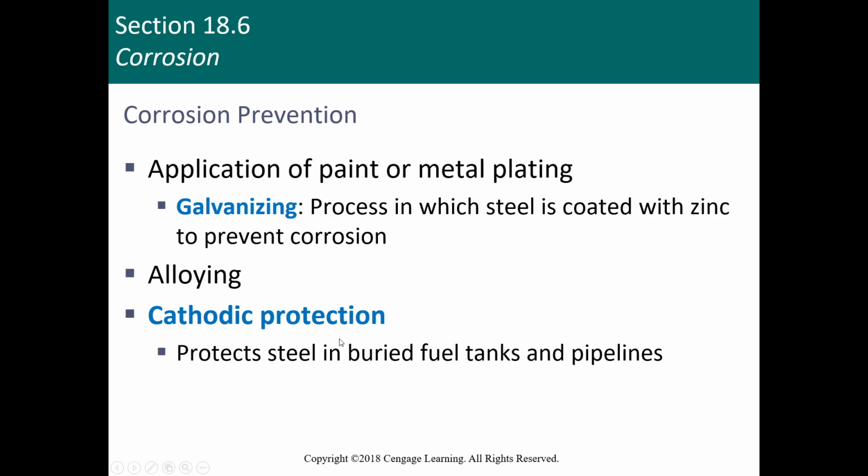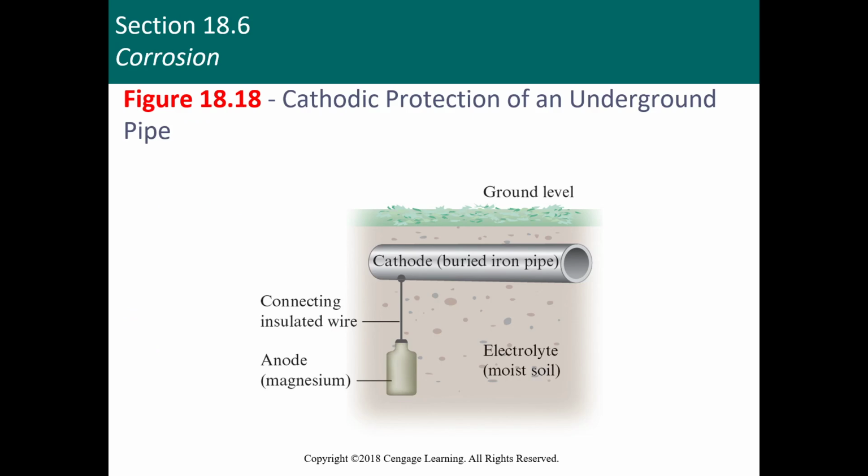So cathodic protection. This is going to protect your steel and things like buried fuel tanks, pipelines, that sort of thing. And this right here is your cathodic protection. So you have your tank, your pipeline, whatever. And what you'll do is you'll connect it to an insulating wire. And that will give you a more easily corroded metal at the end of it. Therefore, instead of your steel acting as your anode, that more easily corroded metal will act as your anode.